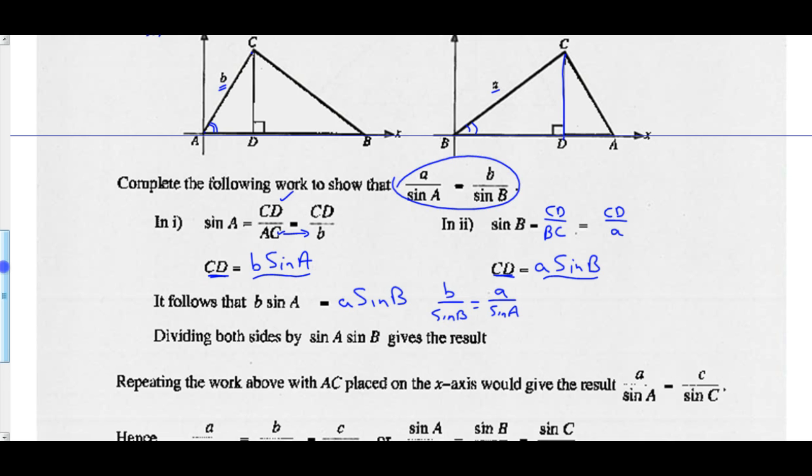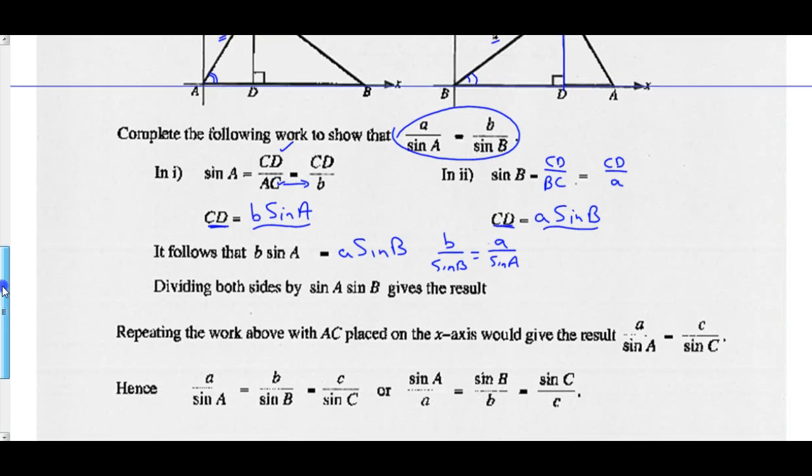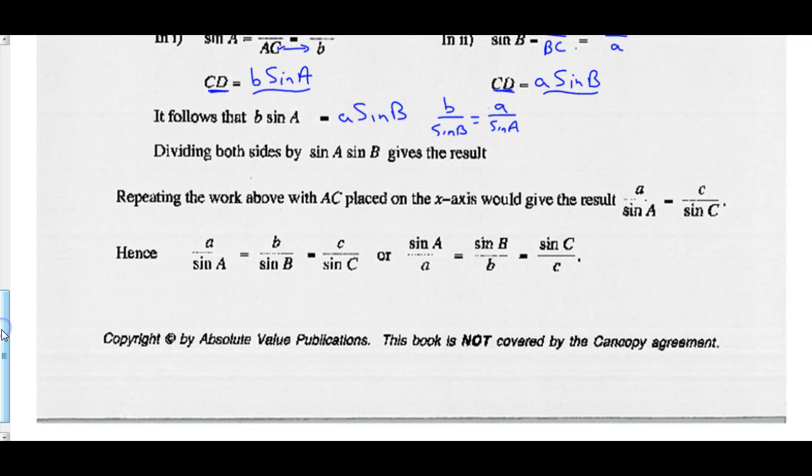That's what we get. Repeating the work above with AC placed on the x-axis will give us the result a over sine A equals c over sine C. Okay. So this is true in every single acute angle triangle.